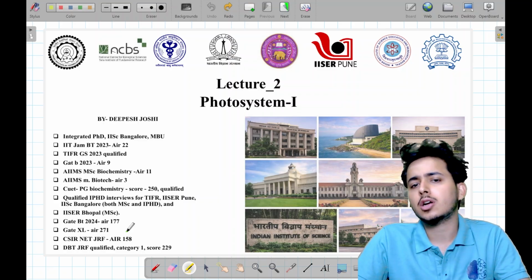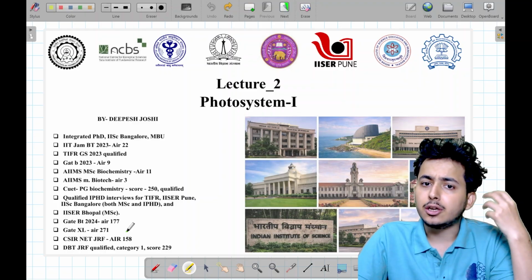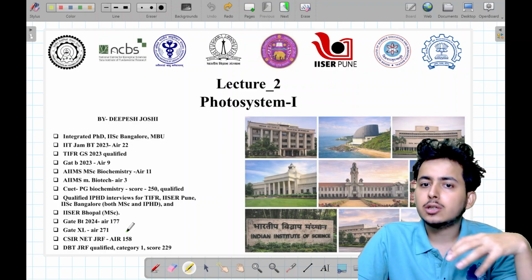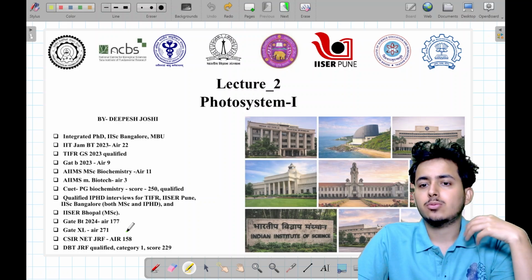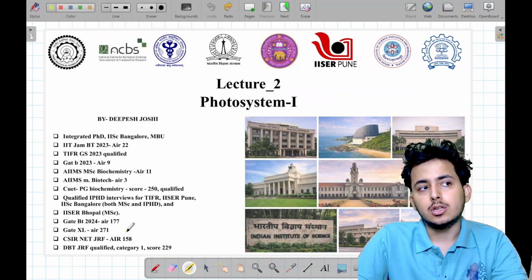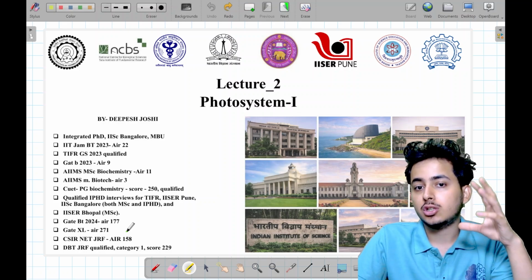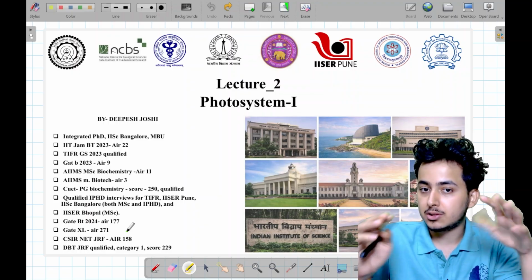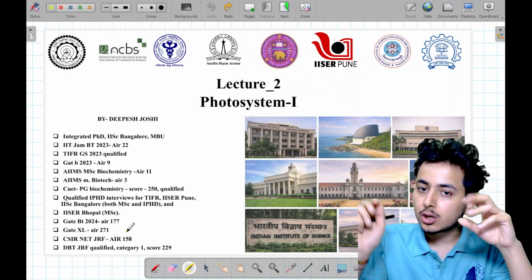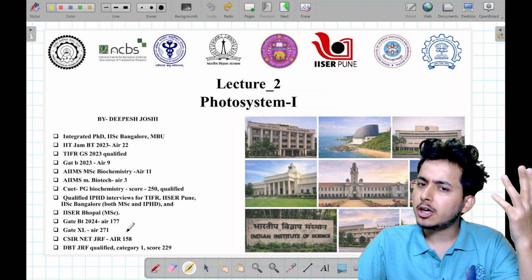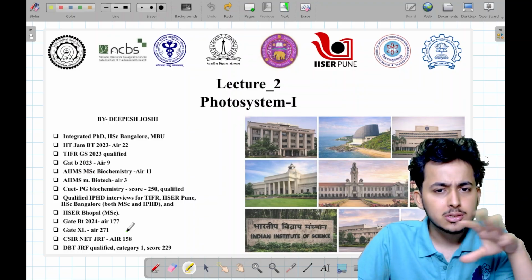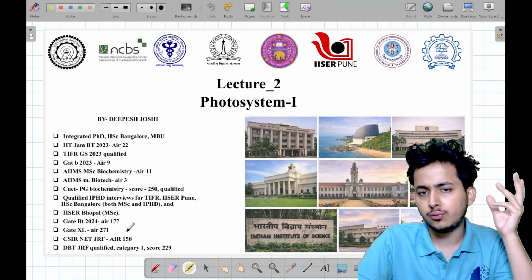about the different kinds of plant pigments, their role, what is a reaction center, what are antenna molecules, as well as what is the basis by which the transfer of energy happens from one pigment molecule to another pigment molecule, and the different kinds of pigments which are present and all these kinds of things. And we have also looked into a few PYQs.